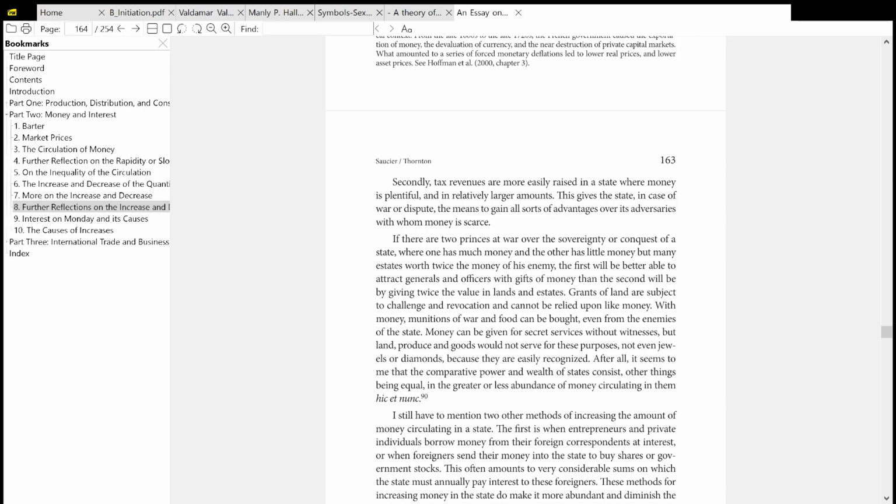Grants of land are subject to challenge and revocation, and cannot be relied upon like money. With money, munitions of war and food can be bought, even from the enemies of the state. Money can be given for secret services without witnesses, but land, produce, and goods would not serve for these purposes, not even jewels or diamonds, because they are easily recognized. After all, it seems to me that the comparative power and wealth of states consist, other things being equal, in the greater or less abundance of money circulating in them.